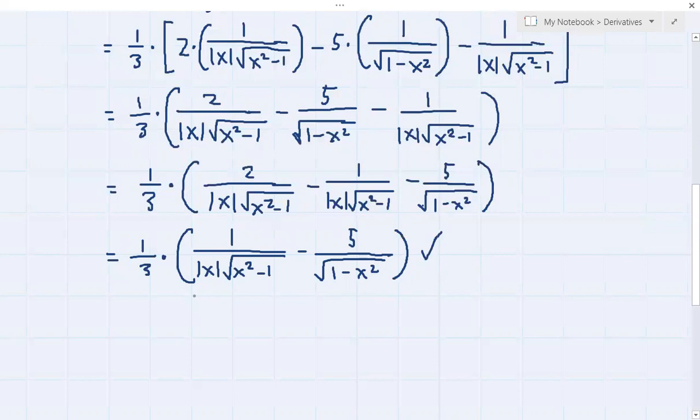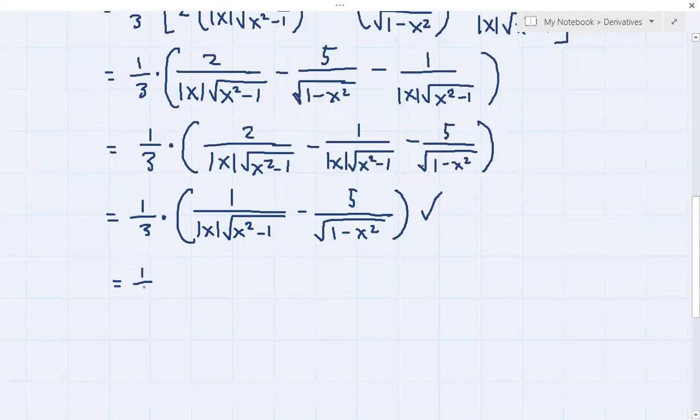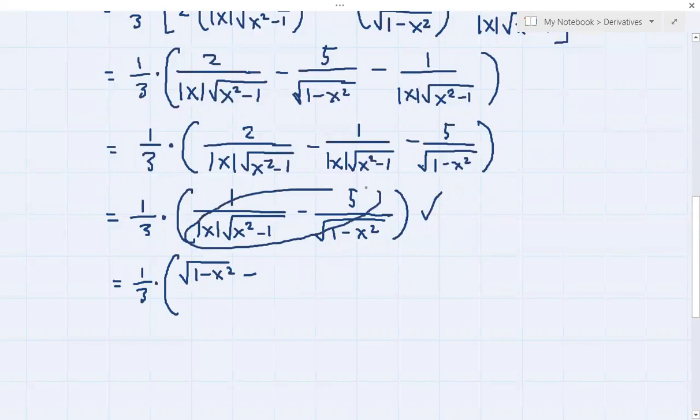Or, you can make this into a whole fraction kasi meron ka naman dalawang fraction na nakaseparate by the subtraction operation. So, with the use of butterfly technique, we can make it into a whole fraction. There's no problem. So, just cross multiply. 1 times the square root of 1 minus x squared. So, magiging square root of 1 minus x squared. Tapos, copy the operation between them. So, minus. Then, cross multiply 5 and absolute value of x times square root of x squared minus 1. So, magiging 5 times the absolute value of x times the square root of x squared minus 1.